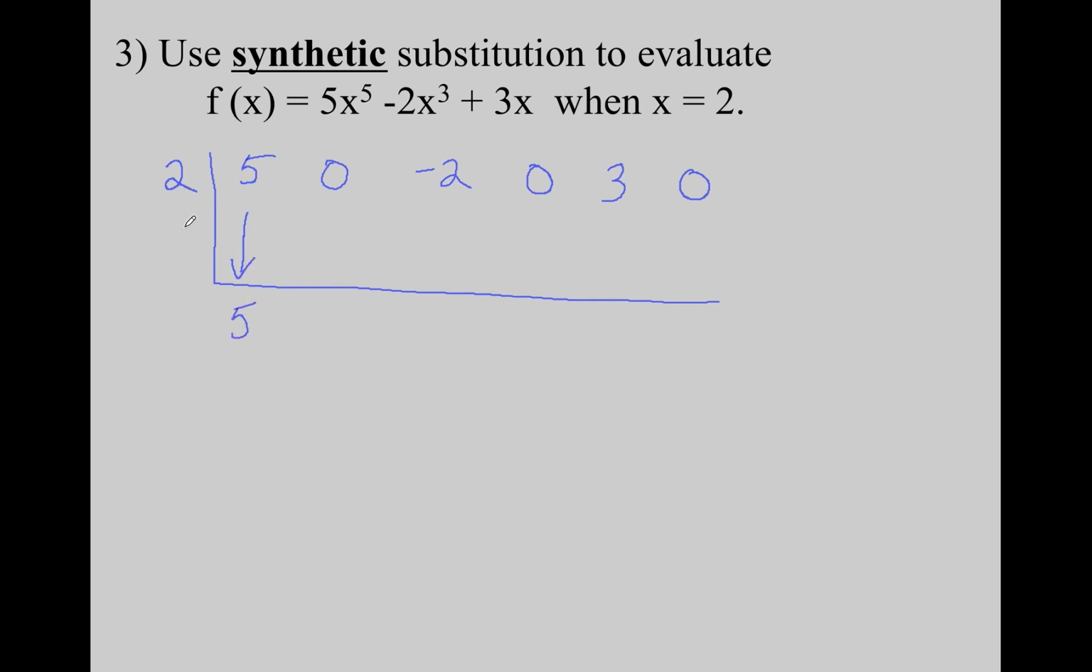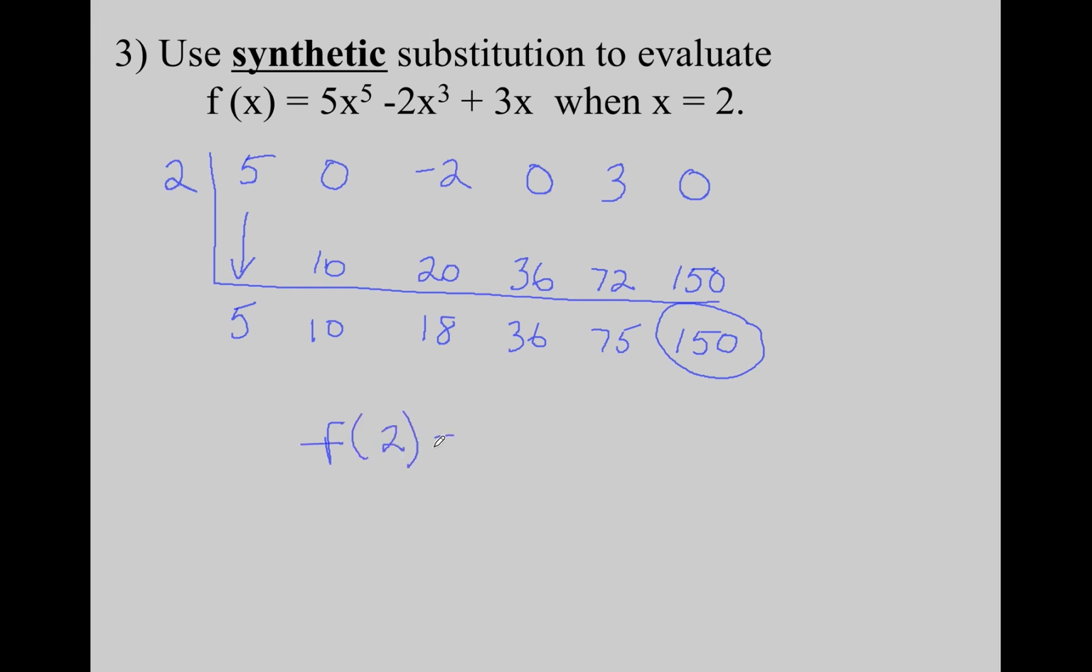This number comes down. We just start our process. 2 times 5 is 10. Add these. 2 times 10 is 20. Add these. 2 times 18 is 36. Add these. 2 times 36 is 72. Add these. 2 times 75 is 150. Add the final one here. And there's our answer. So the function when x is equal to 2 is equal to 150.